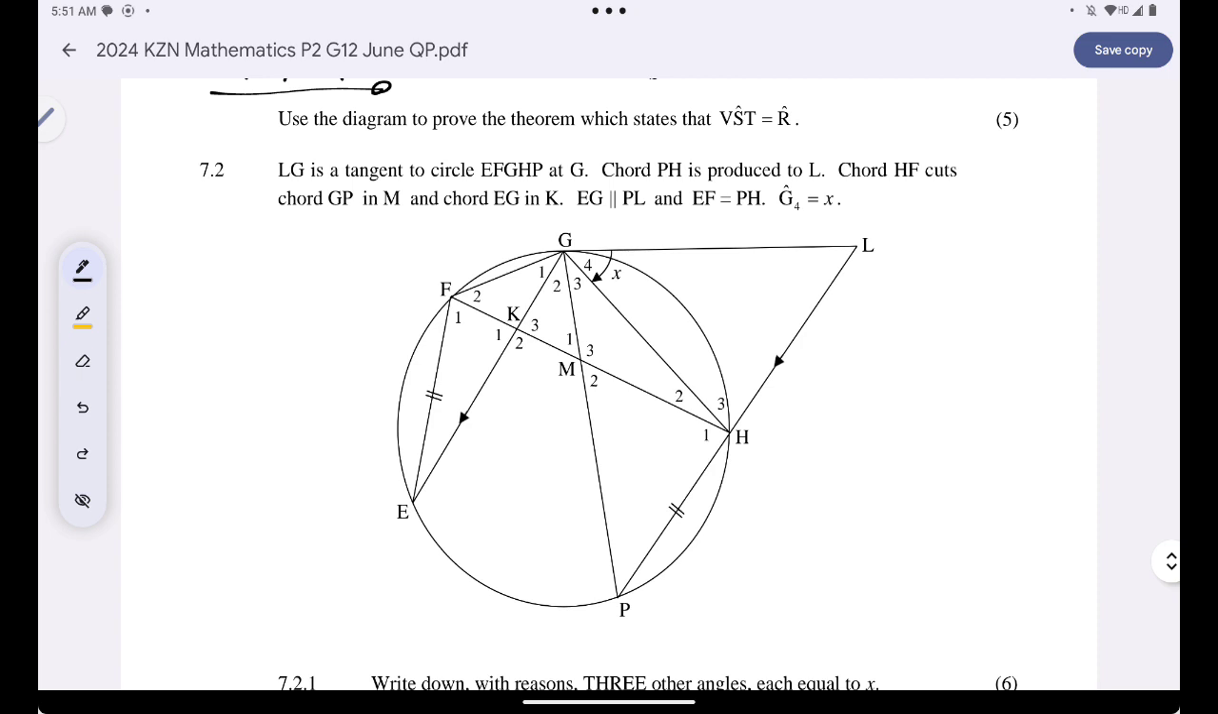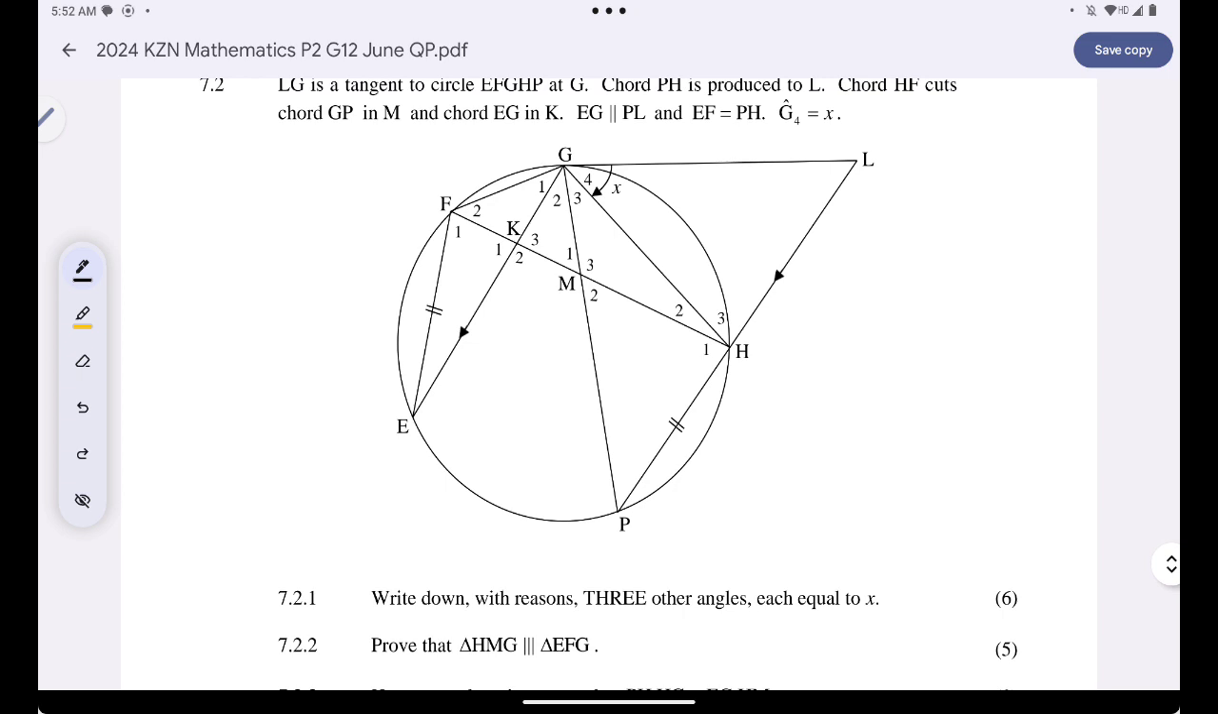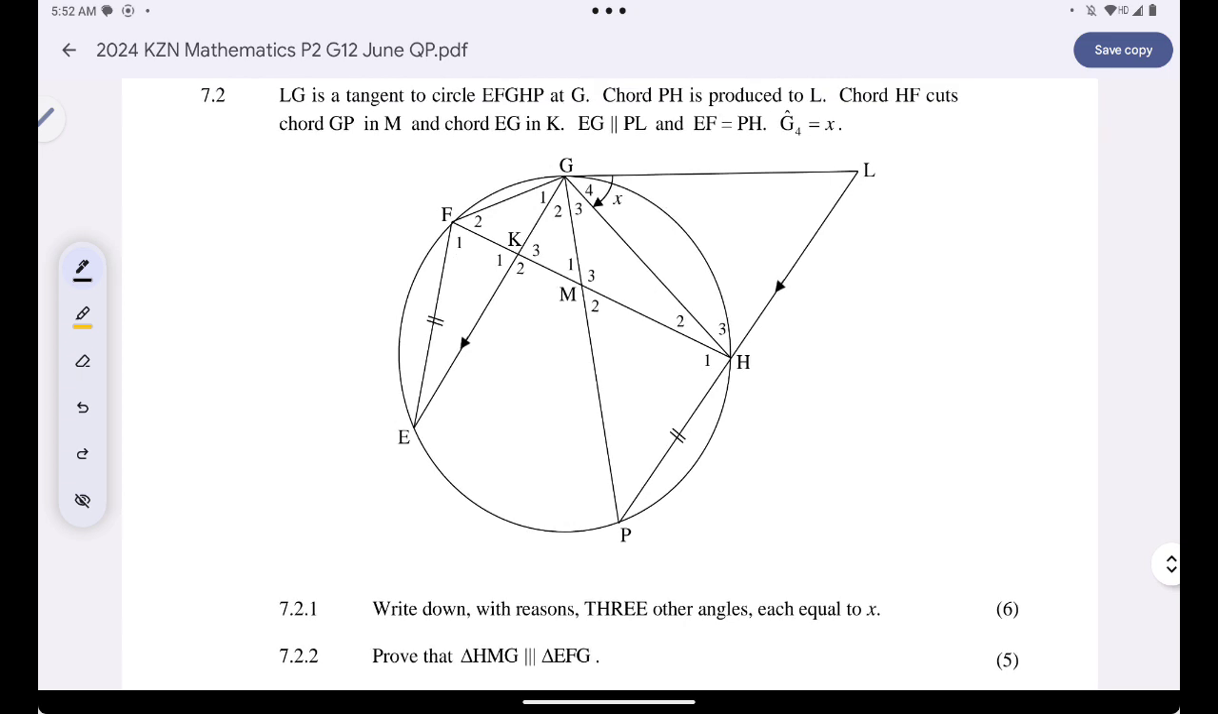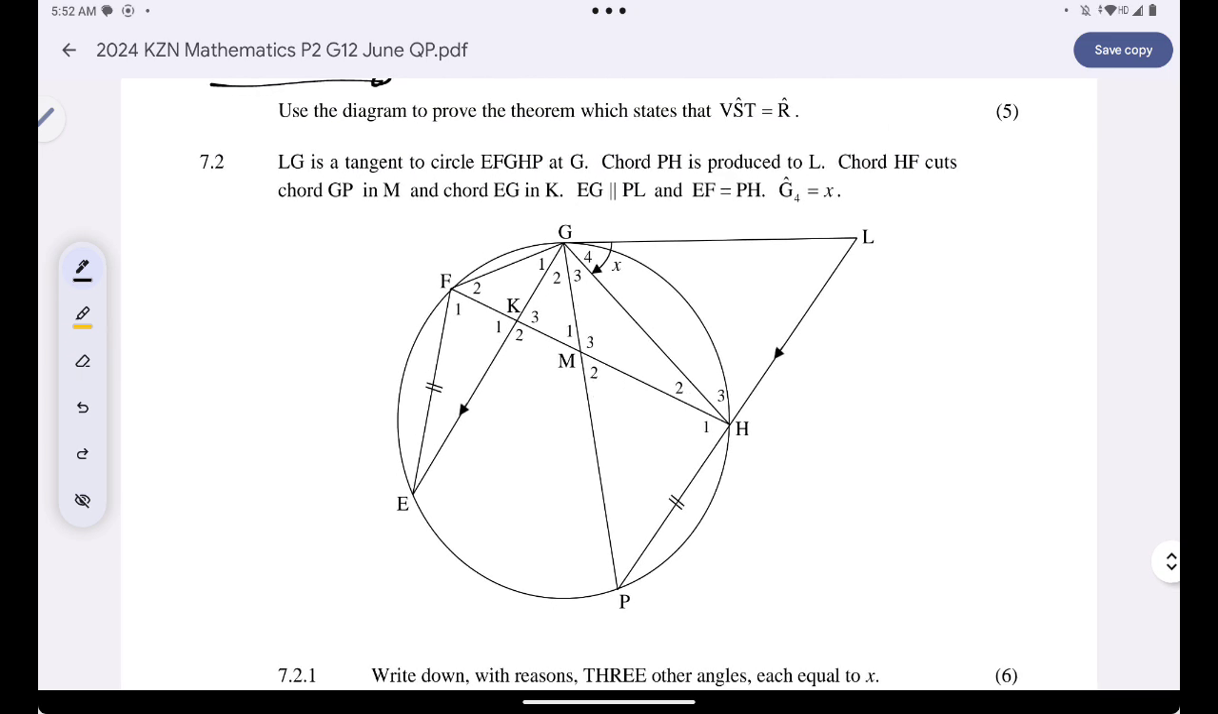Equal chords subtend equal angles, guys. Remember that. G4 is equal to X. Write down with reasons 3 other angles which are equal to X. This angle here is X because of tan-chord theorem.